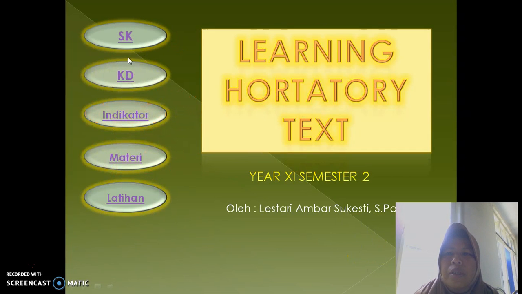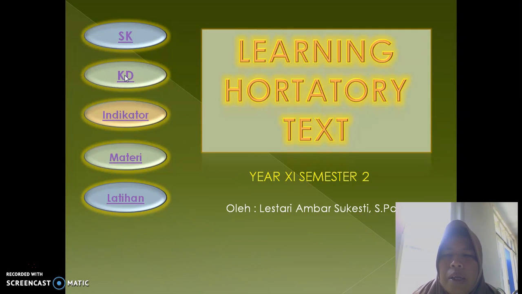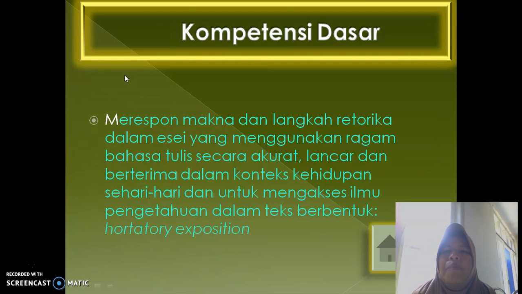Now we move to the KD, or the competency dasar. Here, merespon makna dan langkah retorika dalam esei yang menggunakan ragam bahasa tulis secara akurat, lancar dan berterima dalam konteks kehidupan sehari-hari dan untuk mengakses ilmu pengetahuan dalam bentuk hortatory exposition.